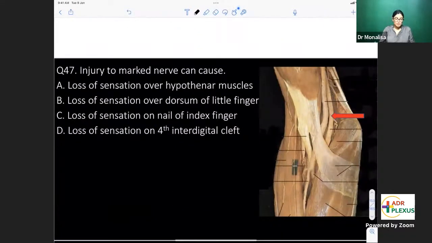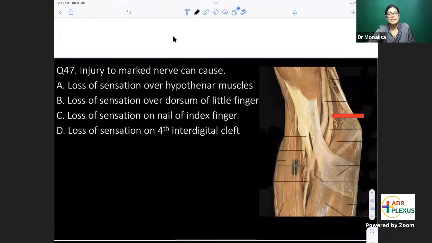Now, injury to the marked nerve can cause which of the following? So please identify the arrow marked nerve and then tell me the right answer. Question number 47. This was also asked in the 2020 or 2019 AIIMS entrance exam. So this nerve is radial nerve, okay? What about others? One is telling radial nerve.